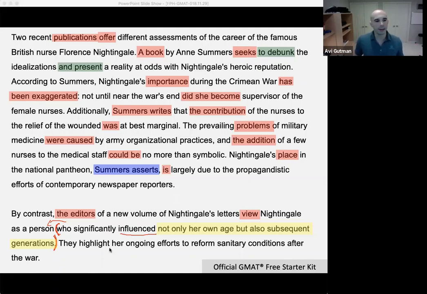Okay. So very last sentence of this passage, what would you say is the subject and what is the verb? Yeah, you guys are doing very well. They is the subject, highlight is the verb, and everything else is just telling us what they highlight. They highlight her ongoing efforts to reform sanitary conditions after the war.